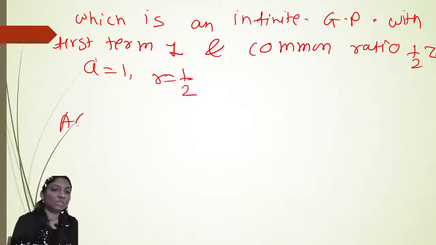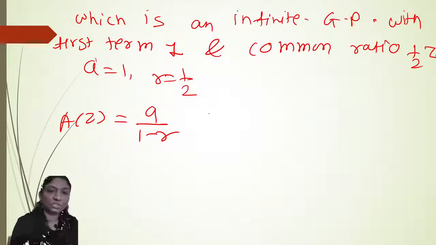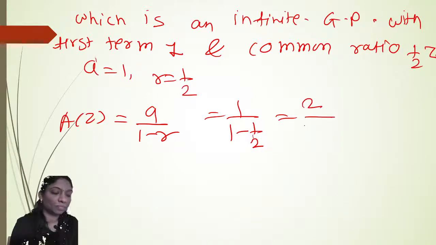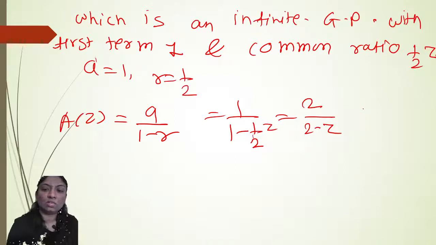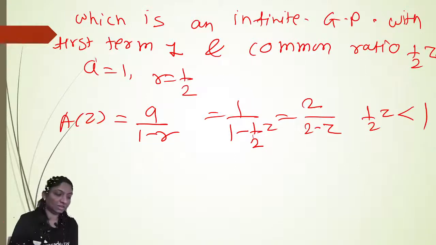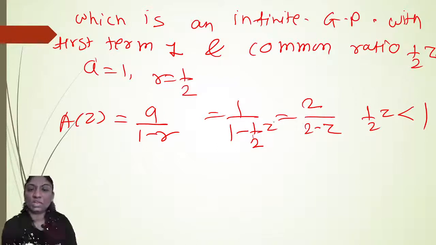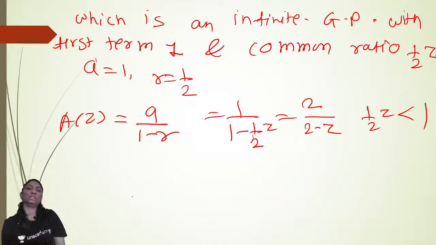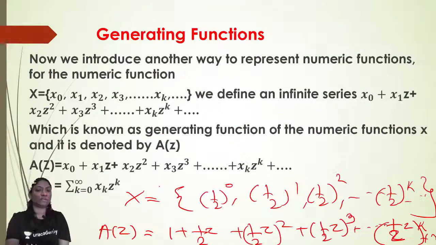So hence a of z we can write as a upon 1 minus r, which is equal to 1 upon 1 minus 1 by 2 z, which is equal to 2 upon 2 minus z, okay? Where the modulus of 1 by 2 z is less than 1, r is less than 1. The generating function a of z is equal to 2 upon 2 minus z for the given discrete numeric function.